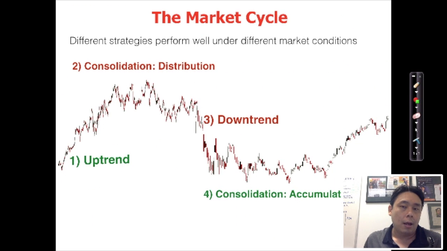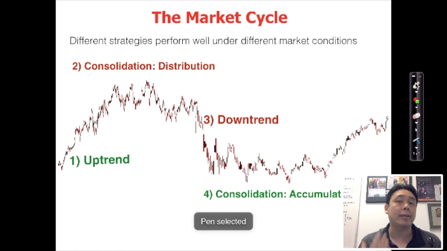In this video you're going to learn about the different phases the market goes through. And it's important to understand that different strategies tend to perform well under different market conditions. Basically there are four cycles the market goes through. The first cycle would be the uptrend cycle.